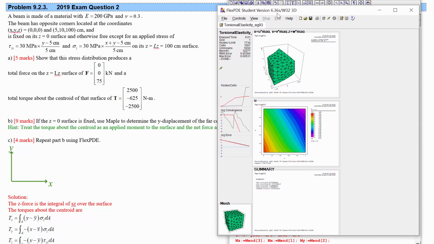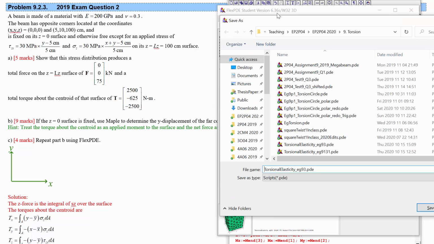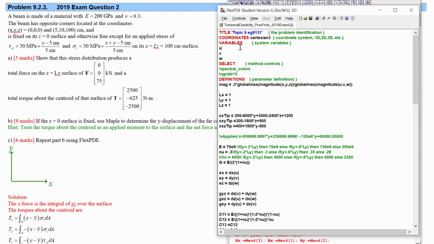All right, so as before, we are going to start with the file that we had last time, and this is going to be practice problem 2019 exam Q2. And here, I guess we can change the title. Maybe topic 9, 2019 exam Q2. Yep. So let's put in the dimensions. We've got Lx is 0.05, Ly is 0.1, and Lz is 1.